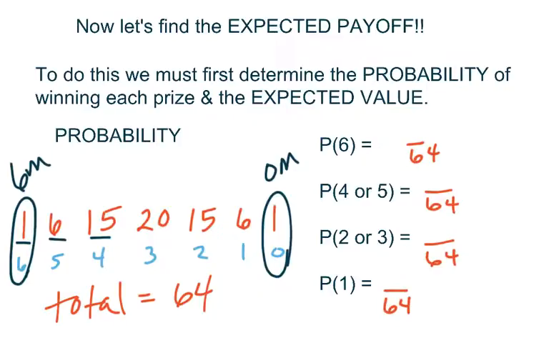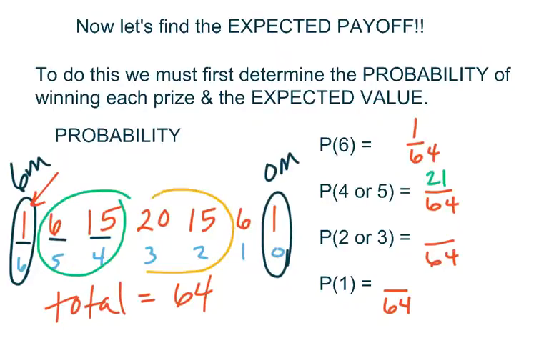The probability of making all 6 shots is 1 out of 64. The probability of making 4 or 5 is 6 plus 15, so that's 21 over 64. 2 or 3 shots is 35 over 64. And then 1 shot is 6 out of 64. So we can use Pascal's triangle to determine this binomial event, which is just either making or missing the shot. So we found our probabilities.